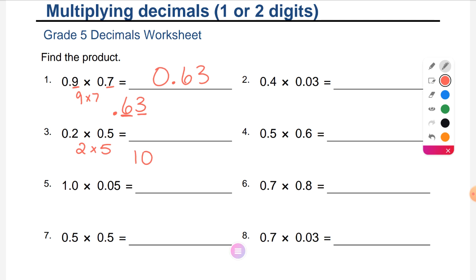I count the decimal points in the problem. 1, 2 in the problem, so I need 1, 2 in my answer. Place my decimal point.